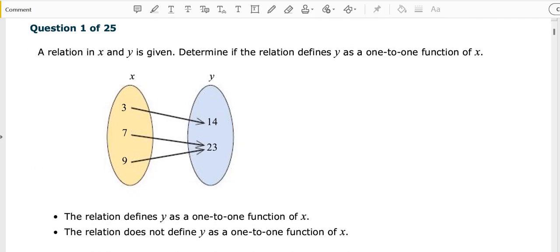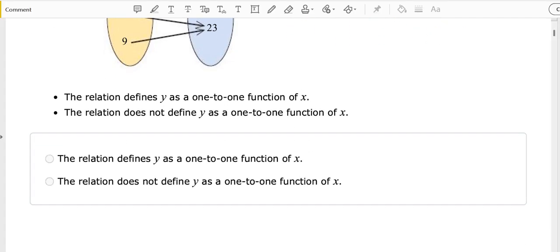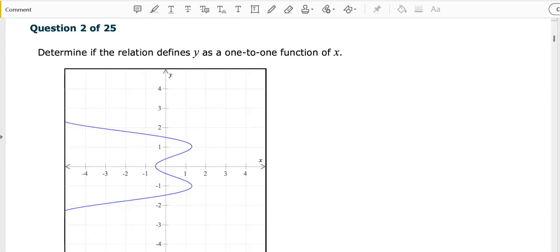Today we're going to talk about the review for exam 3. Starting on question 1. A relation in x and y is given. Determine if the relation defines y as a one-to-one function of x. Remember that to be one-to-one, the y's can't repeat. And so when we're looking at the ordered pairs, we see we have (3, 14), we have (7, 23), and we have (9, 23). Because the y's repeat, this is not a one-to-one function.